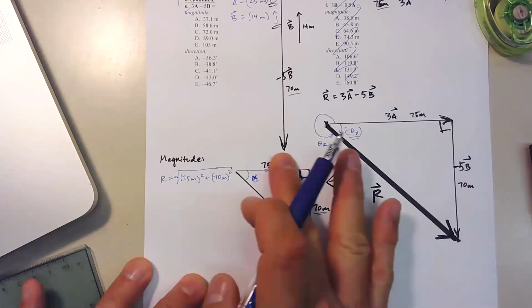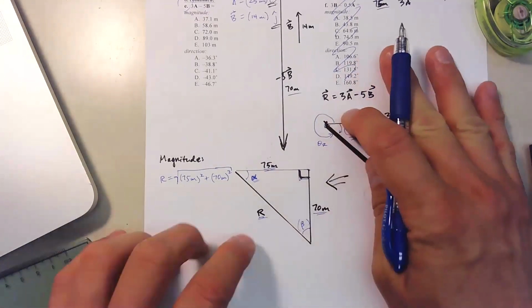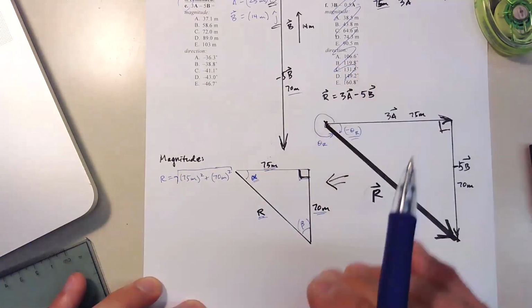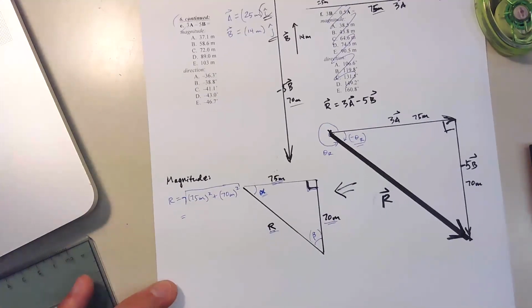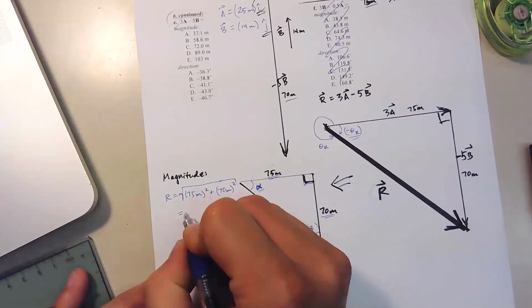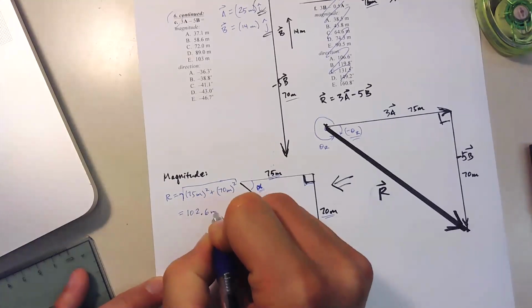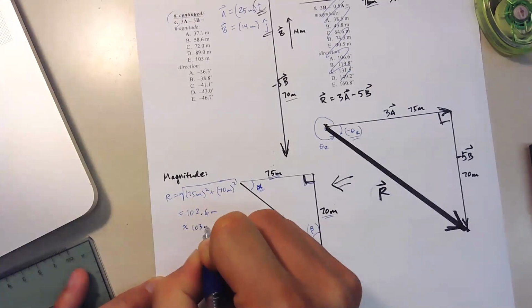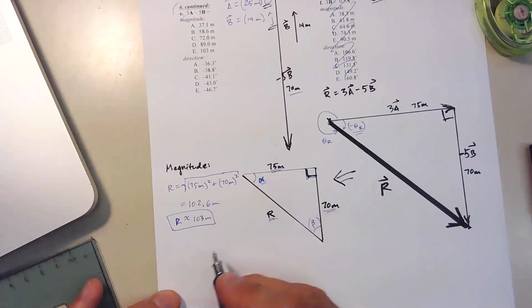We're just doing basic geometry here. This is no longer on the unit circle or anything even necessarily, or on axes. So when I calculate this, my calculator tells me the answer is about 102.6 meters, or about 103 meters. So that's the magnitude of that resultant. How about that angle up in the corner?